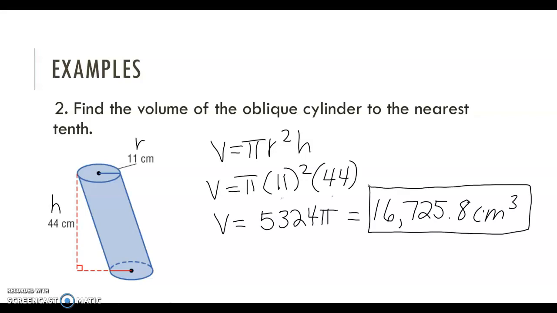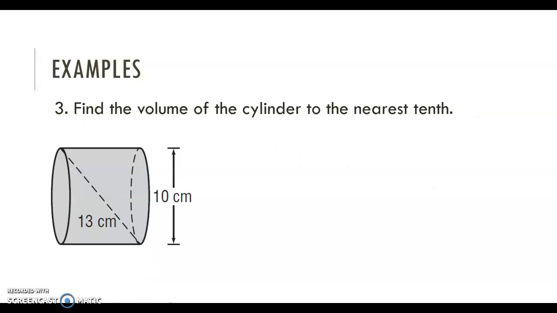Okay, and last example, when I look at this example, we have our cylinder, and let's notice some of the labels here. So 10 is across the entire circular base of this cylinder, so that 10 is representing my diameter. And so my radius then is half of it, and my radius would be 5 centimeters that I'm actually going to use in my volume formula. And this 13 is representing this diagonal length. So that's not representing the height. We are going to have to find the height.